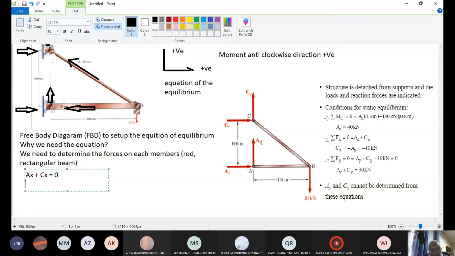Second, the y direction. We have reactions Ay plus Cy equal to 0. Sorry, we have Cy, we have Ay, and we also have 30 kilonewton, which is in a different direction. Remember, our convention is positive going up, and other than that will be negative. So Ay plus Cy minus 30 equal to 0.